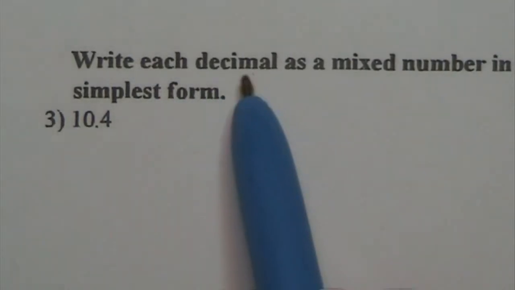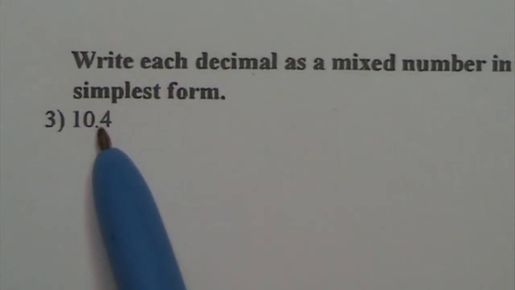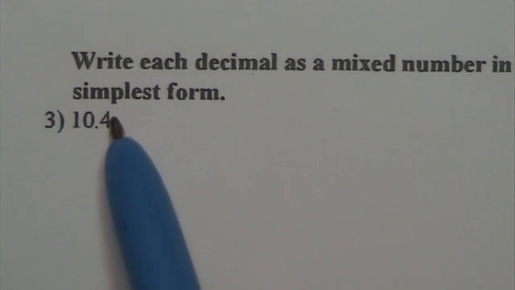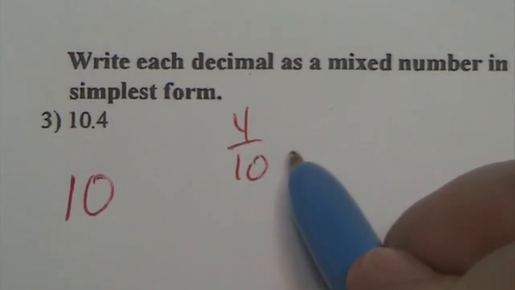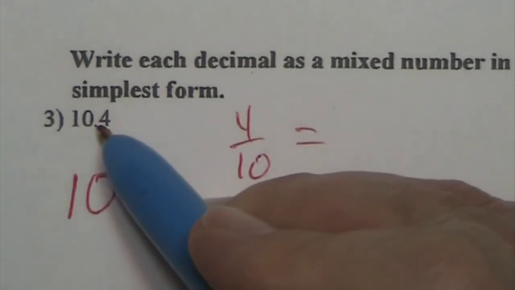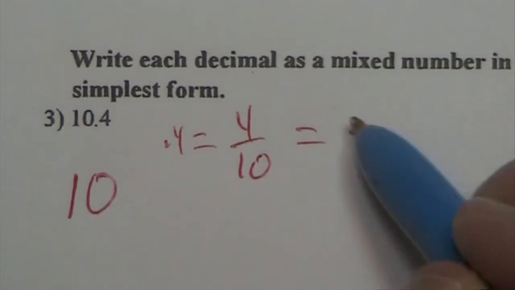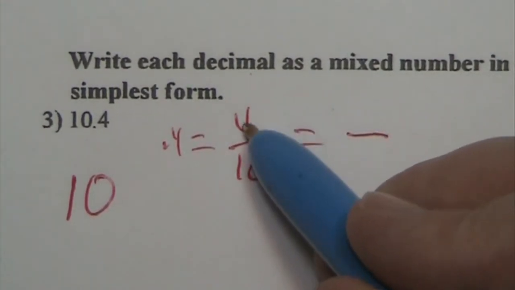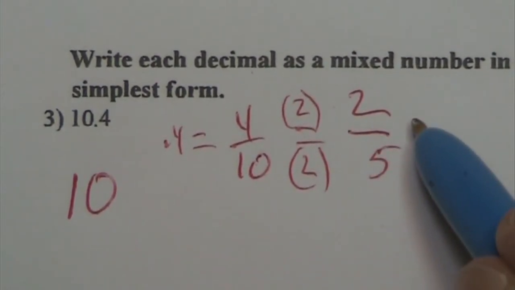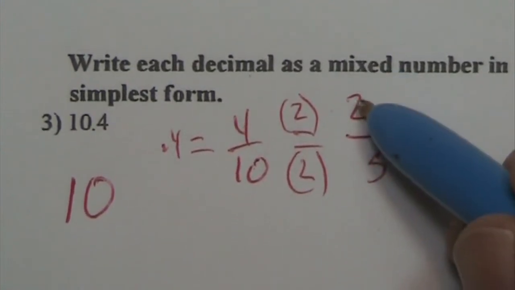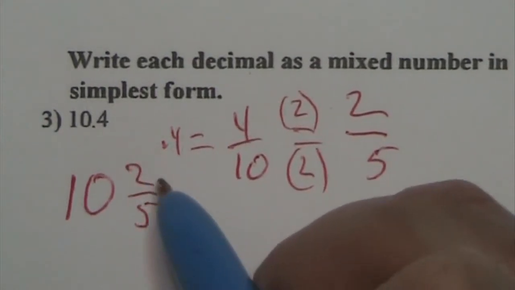Number 3, it says write the decimal as a mixed number in simplest form. Right now we know it's 10 and something. 10 and 4/10. So it's 10, and now we're going to make this 4/10. 4/10, that's what 0.4 is. And 2 will go into both of those. 2 goes in there twice, and 2 goes into 10 5 times. So it's 2/5. That means the answer is 10 and 2/5.